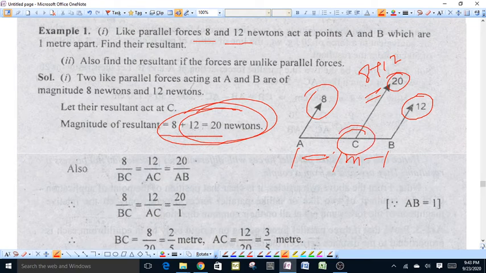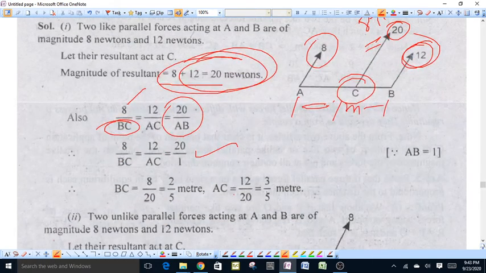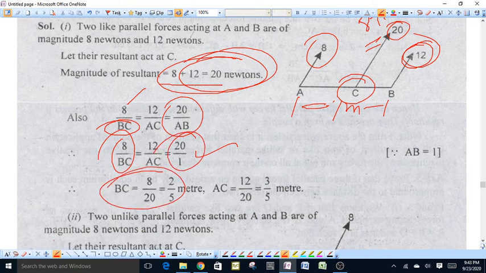such that first force upon the distance between the other two, that is BC, equals 12 upon AC, equals 20 upon AB. But we have been given AB equal to 1 meter, so 8 upon BC is equal to 12 upon AC is equal to 20 upon 1. From first and second, we get BC equal to 8 upon 20, that is 2 upon 5 meter, and from second and third, we have AC equal to 3 upon 5 meter.